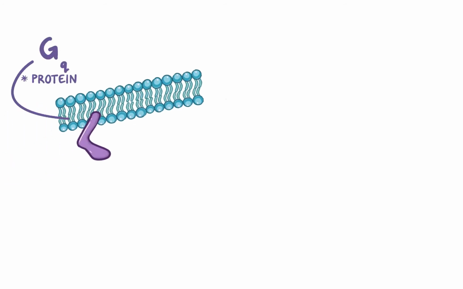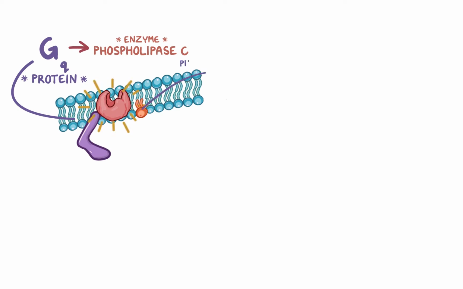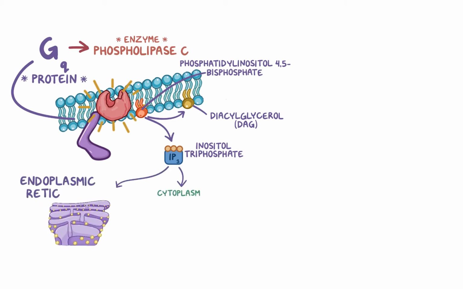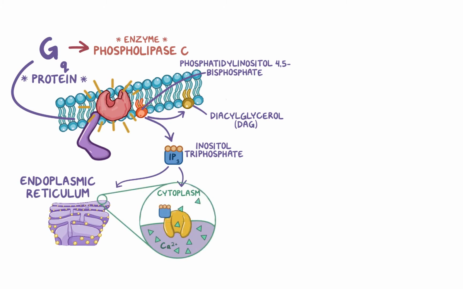The Gq protein activates the enzyme phospholipase C, which is found in the cell membrane. Phospholipase C then cleaves a phospholipid called phosphatidylinositol 4,5-bisphosphate into inositol trisphosphate and diacylglycerol. Inositol trisphosphate is soluble and diffuses freely through the cytoplasm and into the endoplasmic reticulum, where it opens up calcium channels. Since the calcium concentration is higher in the endoplasmic reticulum than in the cytoplasm, calcium flows out of the endoplasmic reticulum to the cytoplasm.